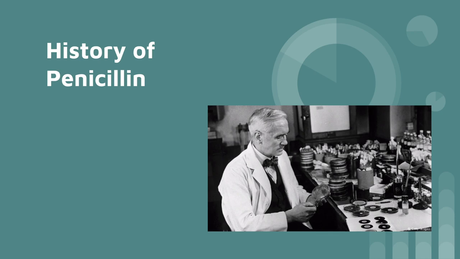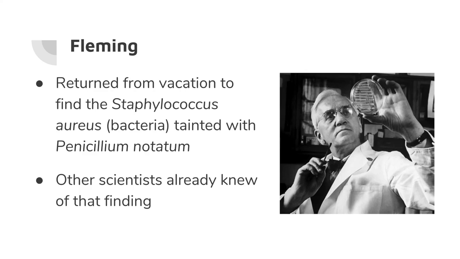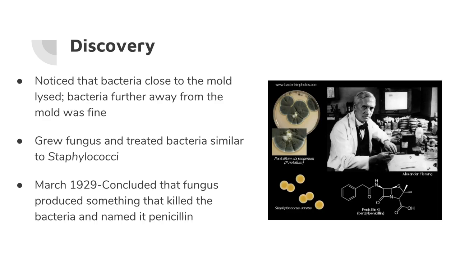So, the history of penicillin starts with Alexander Fleming. Penicillin drugs are all in the same family that come from a fungus called Penicillium. Alexander Fleming was a bacteriologist at St. Mary's Hospital. He had a lab in London and returned from vacation to find that the staph bacteria had been contaminated with Penicillium notatum. Other scientists already knew of that finding, but they did not realize its significance.